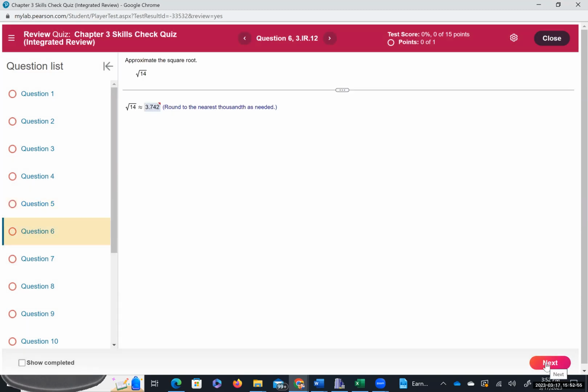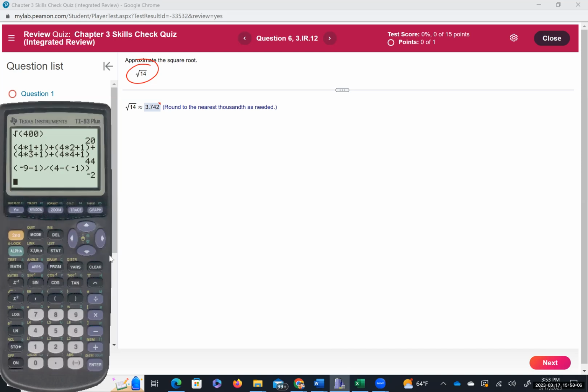Square root. Okay, right. This one, you have to use calculators. It's not going to be easy by hand again for this one, right? So square root 14. You got 3.7 something, right? And they want you to round to the nearest 1,000. Nearest 1,000 would mean 3 decimal places. You will stop here.